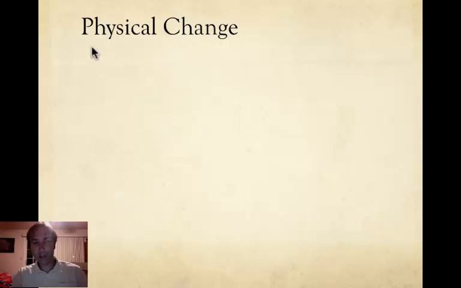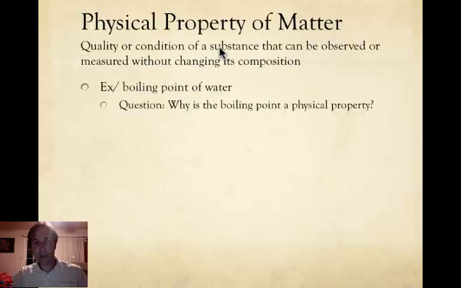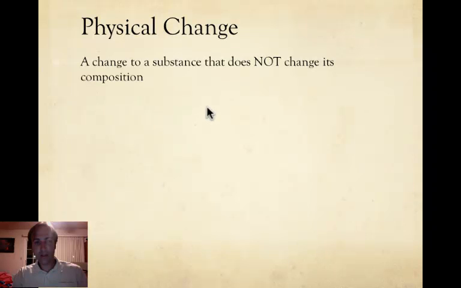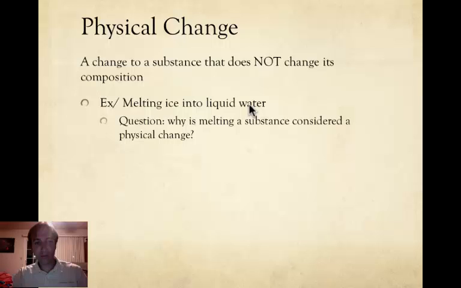Now, to do that, I have to observe a physical change. So a physical property is observing a change that does not actually change the composition, doesn't change the type of matter we're looking at. It's a change to a substance that does not change its composition. Be something like melting an ice cube into liquid water. It goes from a solid to a liquid, but it still is water, right?